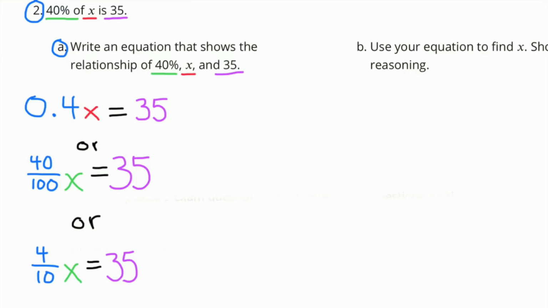Number 2, 40% of x is 35. A. Write an equation that shows the relationship of 40% of x and 35. I've written 3 equations for you to choose from. 4/10 x equals 35, or 40/100 x equals 35, or the fraction version of 4/10 x equals 35.